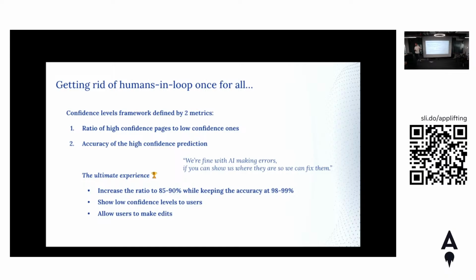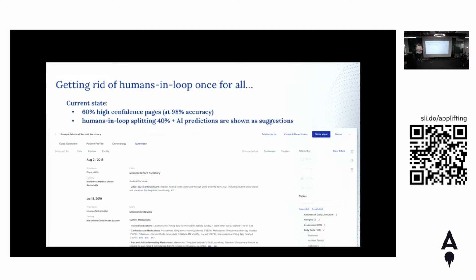We basically wanted to get the ratio high enough, 85, 90%, while keeping the accuracy really, really high at 98, 99%. Then we would show the low confidence levels to users, and we would give them the ability to edit the mistakes, and that would be literally the ultimate experience we could imagine. And that's where we're at right now with the product. This is what we're working on.